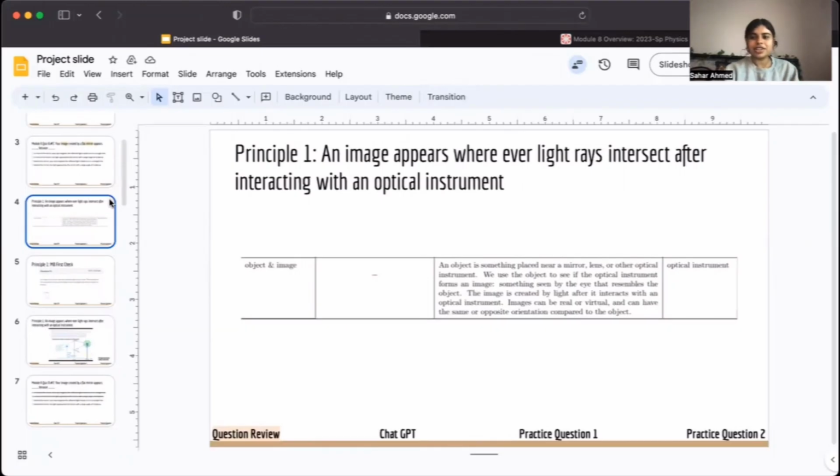Hello, this is Sahar. So the first principle discussed is an image appears wherever light rays intersect after interacting with an optical instrument. So in this case, the optical instrument is the mirror.